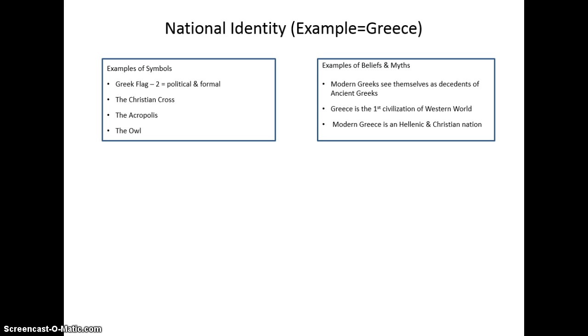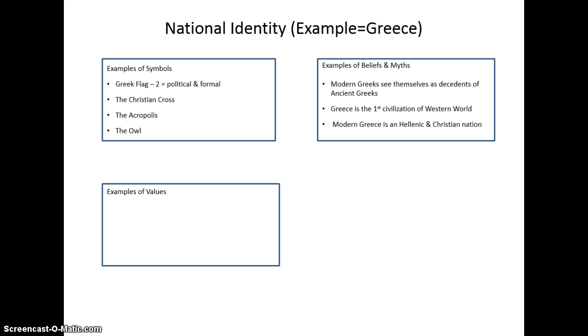Another important belief is the fact that modern Greeks see themselves as an Hellenic nation. In other words, they're a nation wholly made up of Greek people. They also see themselves as a Christian nation, and the fact that they are Hellenic and Christian, these facts are important to the Greek people and form an important part of their identity.